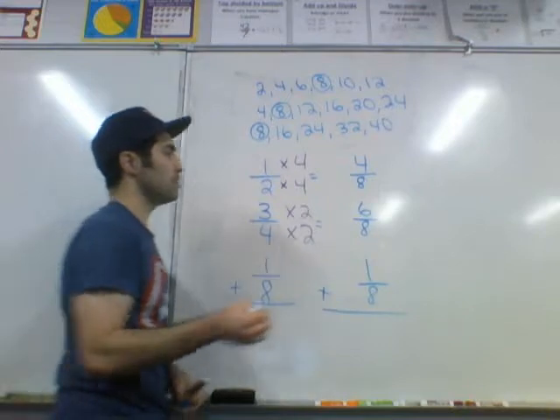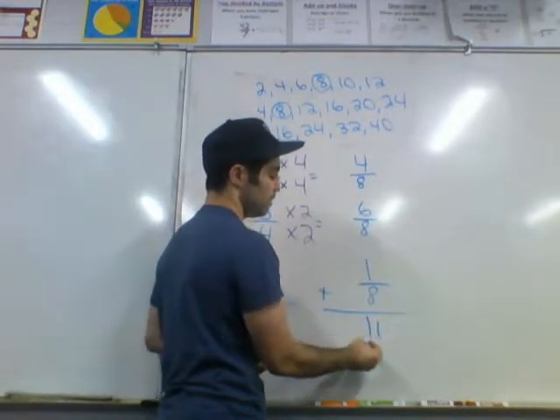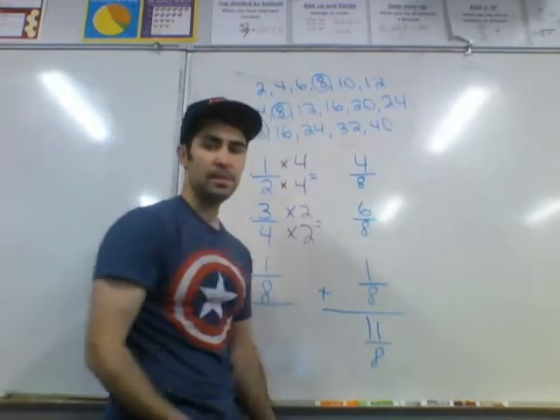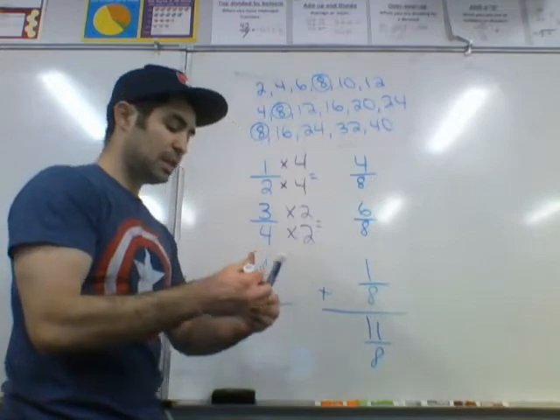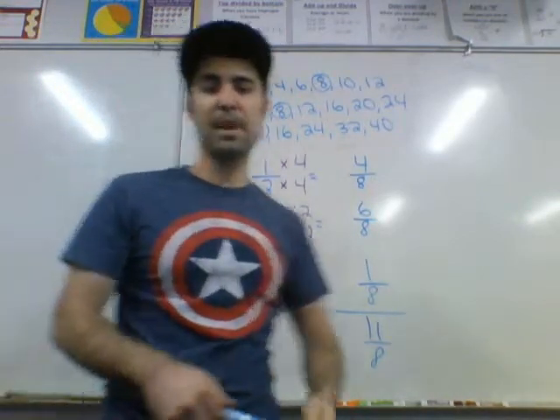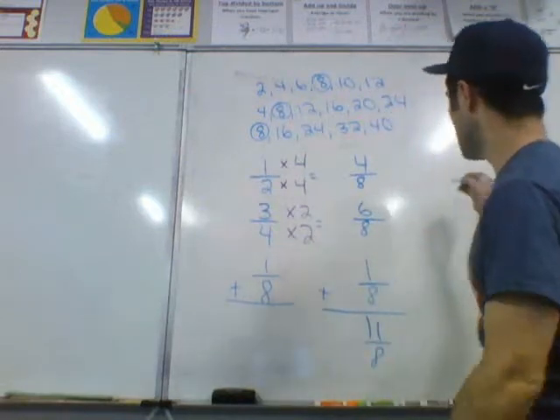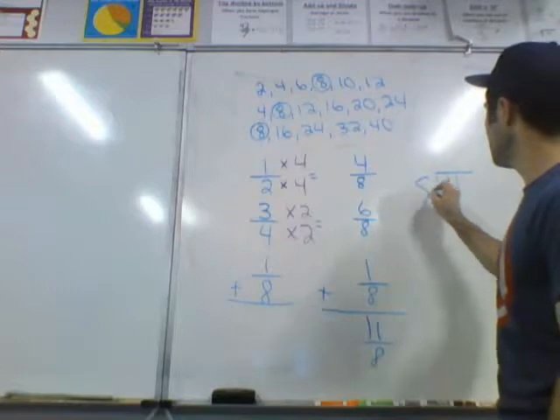Now, when you add these up, you're going to have 4 plus 6 is 10, plus 1 is 11. You're going to have 11/8. Okay? In this situation, you have an improper fraction. And you're going to use our little saying that we have written up here. I don't know if you guys can see it, but it's top divided by bottom. So I'm going to take top, which is 11, divide that by bottom, which is 8.